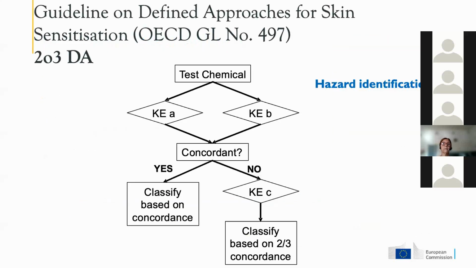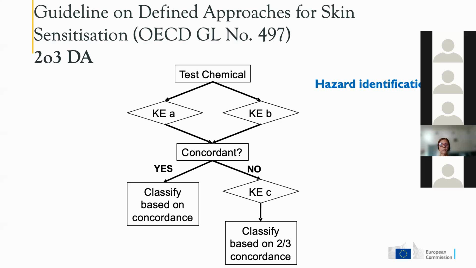Next slide, please. Now we come to the DAs, which are currently included in Guideline 497. All the DAs which are currently included are based on the use of validated and OECD adopted test methods: the direct peptide reactivity assay, the KeratinoSens, and the h-CLAT. For these methods, transferability and within and between laboratory reproducibility have been characterized in the phase of validation.